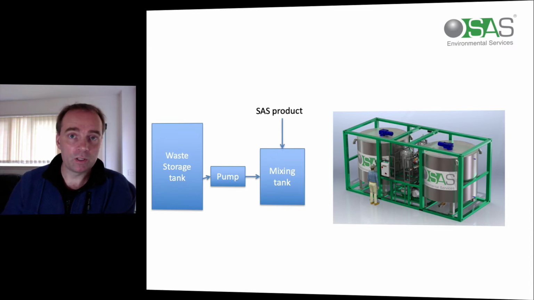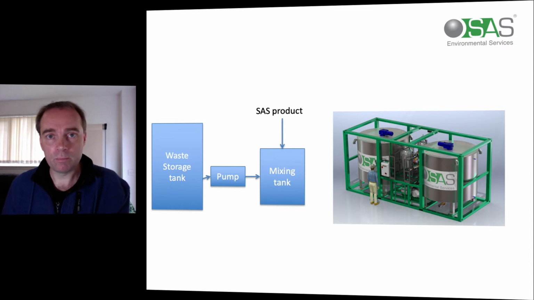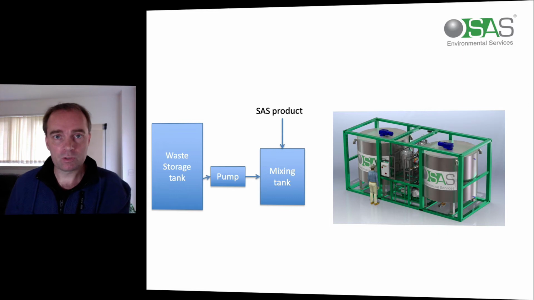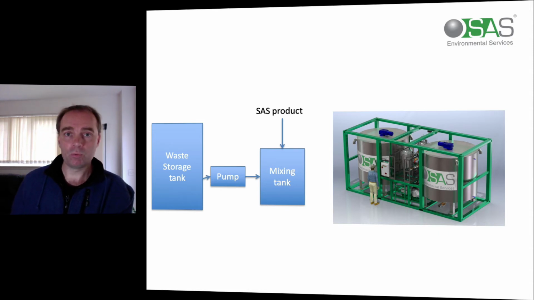The other thing we can do at this point in time is add the SAS product, the chemistry that makes it such a unique company, and add that to the waste. What the chemistry will then do is start to work on the oil and the solids and create that separation in effect. Now, we can do this in line right before the separation stage, but doing it at the waste preparation module stage gives us the opportunity to perhaps blend a little bit longer.